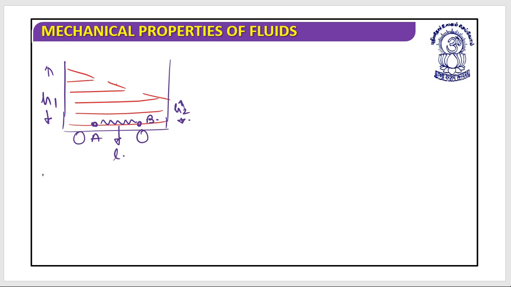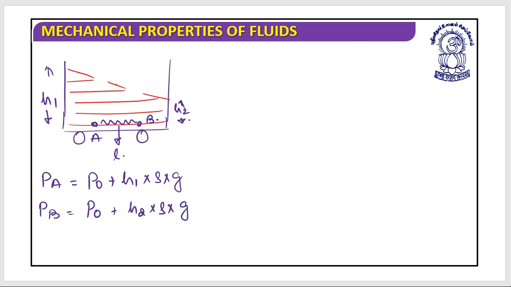From this I could have the relation PA, which could be given as P naught plus H1 into density of liquid into G. I hope this is clear. What would be PB? It is P naught plus the height of the liquid column H2 multiplied by density of liquid multiplied by G. So this is PA, this is PB. Is it clear? Great.